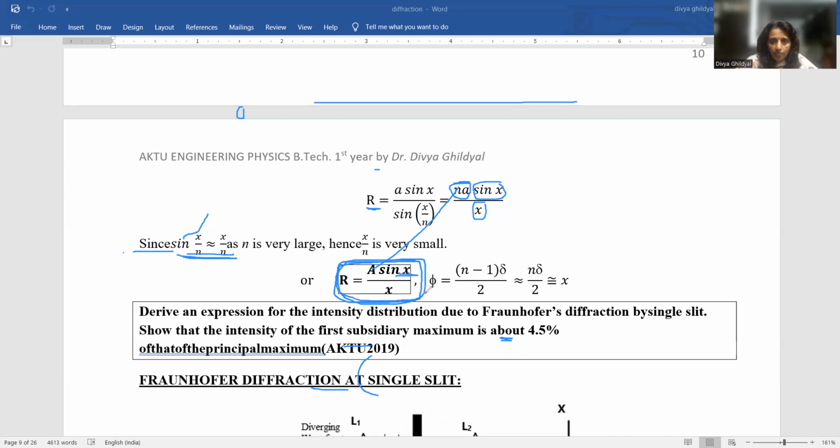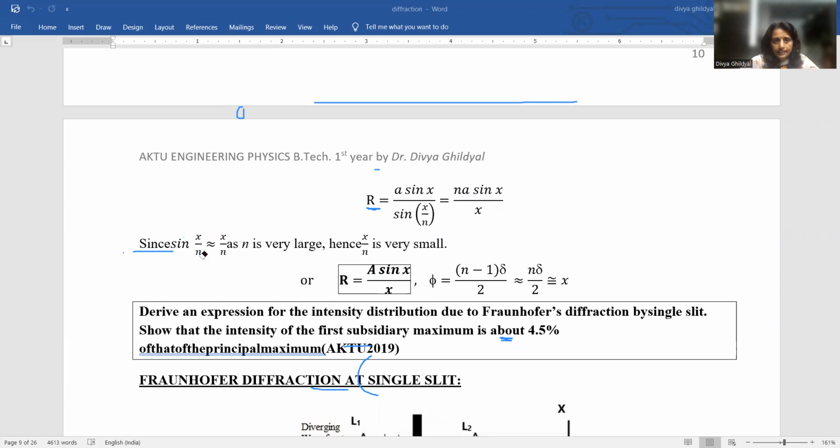This is the formula for resultant due to n number of harmonic waves, where A is your total amplitude due to n number of waves. Now we begin with the syllabus, the first heading, diffraction due to single slit.